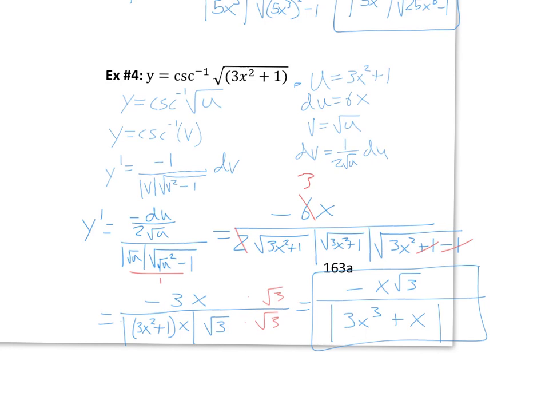But this 3 here is going to cancel out with the square root of 3 times the square root of 3 here. So these guys all cancel out. And so you have just negative x square root 3, and then all you're left with is the absolute value of, I went ahead and distributed that x in, 3x cubed plus x.